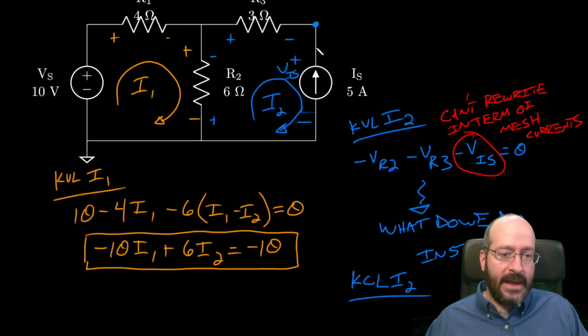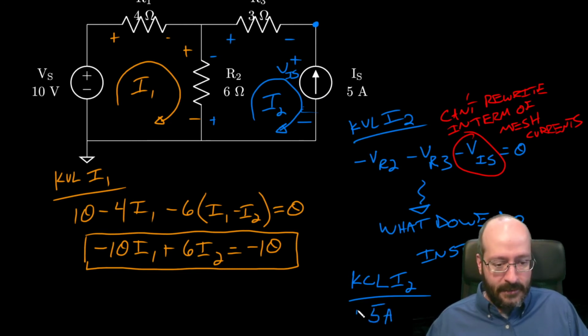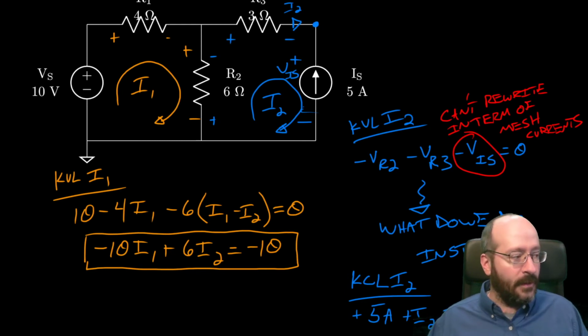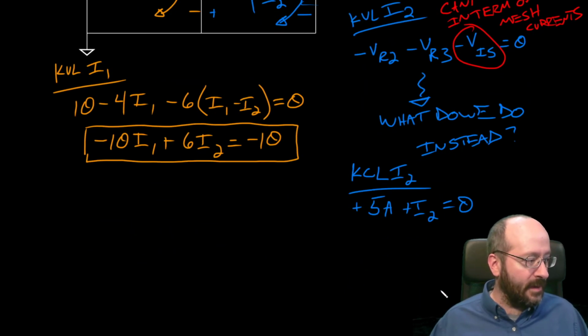IS is pushing 5 amps into the node, so that's going to be 5 amps going in. And then on the other side of the node, I've got some current, and it looks like I2 is flowing in, right? As I follow I2 around, it's the only current that goes in there. So I can say plus I2, and that's equal to 0. That's all behind me. Let's get that up for you.